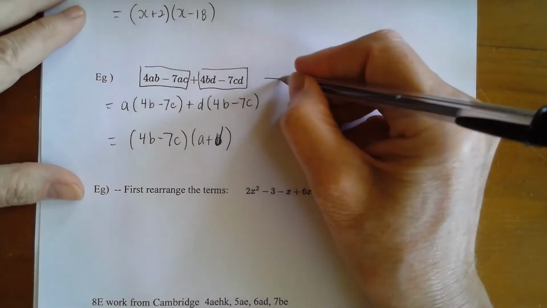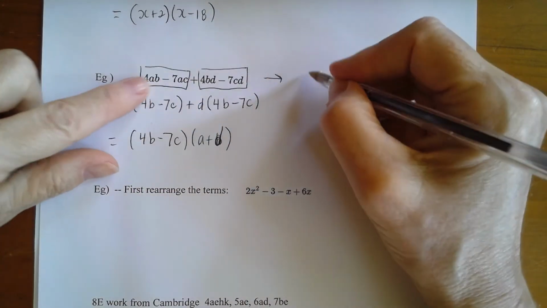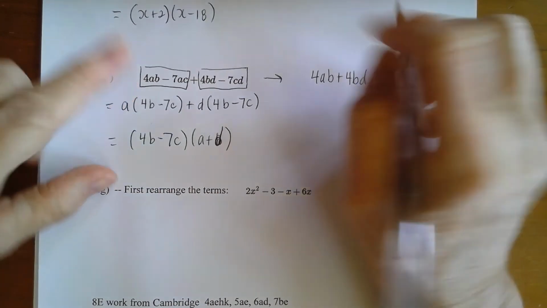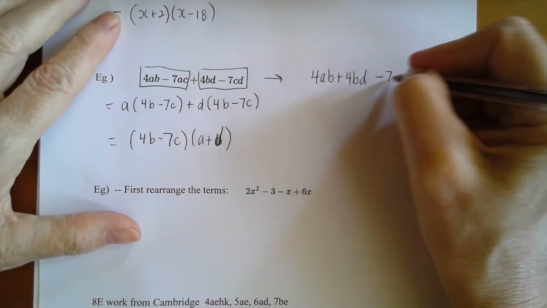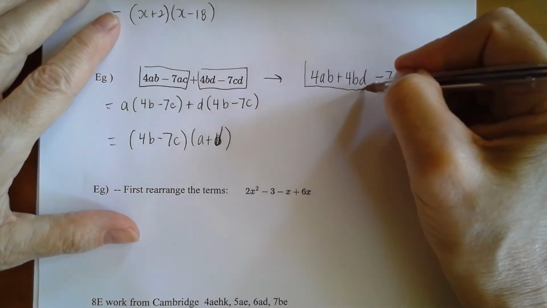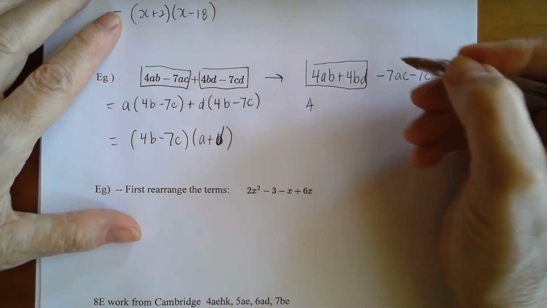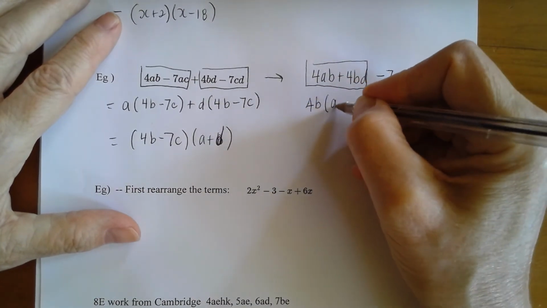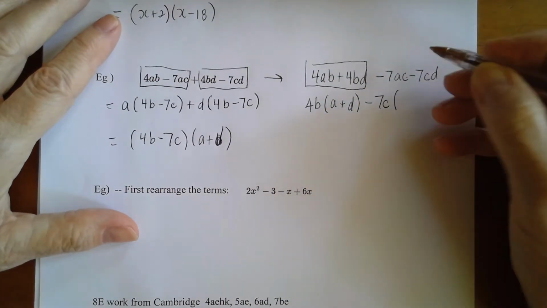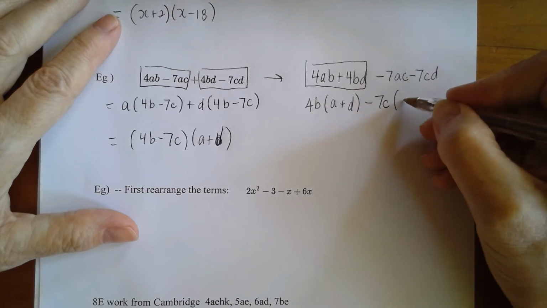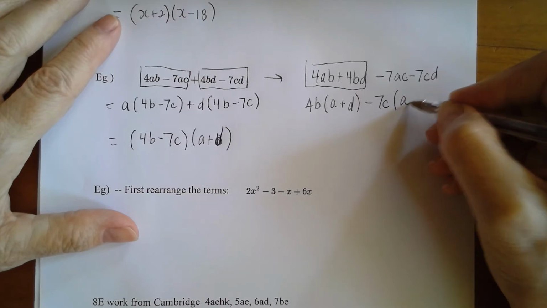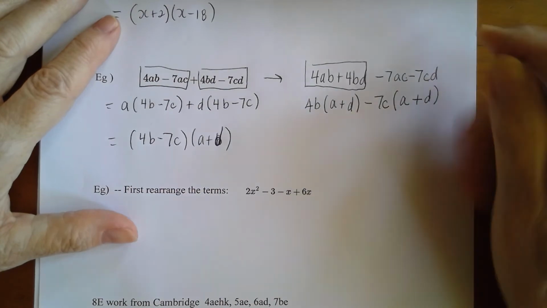Now let's say I chose to say, hey, wait a minute, I'd rather group these two together, 4ab plus 4bd, and group these two together, minus 7ac minus 7cd. This time I'm going to do these two, and they have a 4 and a b, so I'm left with a plus d. And here, I can take that negative 7, so I'm left with a plus d. Remember, when you take out a negative, that sign changes. And look, they still have that in common.